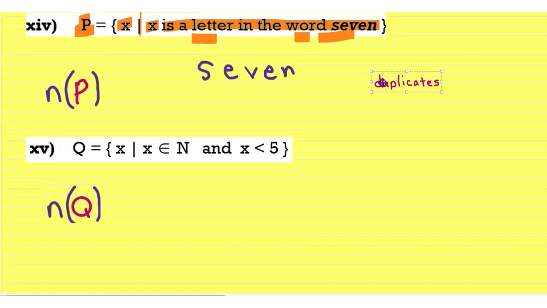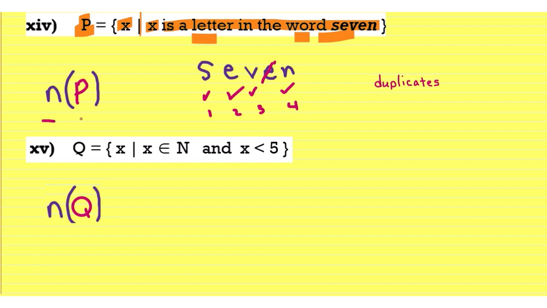Okay, so do we have any duplicates? Because cardinality does not include duplicates. So right there, I have an E and an E, so that is a duplicate. I'm not going to count that second E. The unique and distinct letters are S, E, V, and N. So that's 1, 2, 3, and 4 unique letters. So the cardinality of set P is equal to 4.